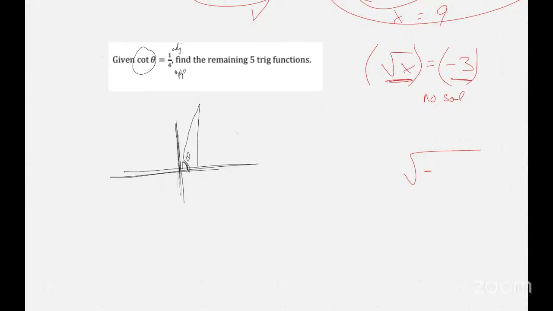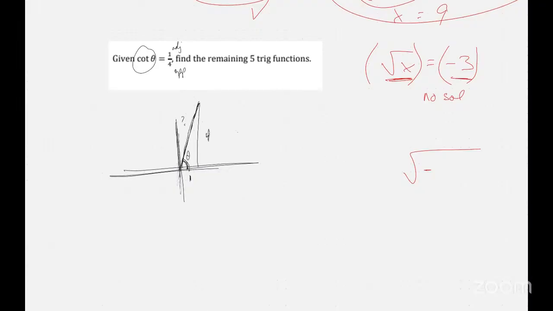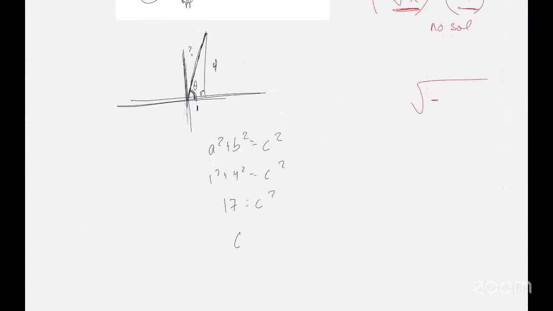Get what I'm saying? Does that make sense? So then what would this side be? What would the hypotenuse be over here? If this was 1 and this was 4, what would the hypotenuse be? So remember Pythagorean theorem, a squared plus b squared equals c squared, right? Because this is a right triangle. So what would that be? Would it be 1 squared plus 4 squared equals c squared. So 17 equals c squared. So what does c equal? Square root of 17? Exactly. So there's your hypotenuse, right?